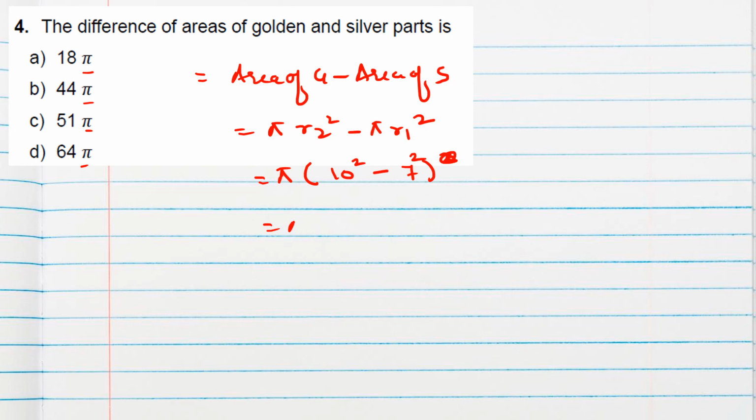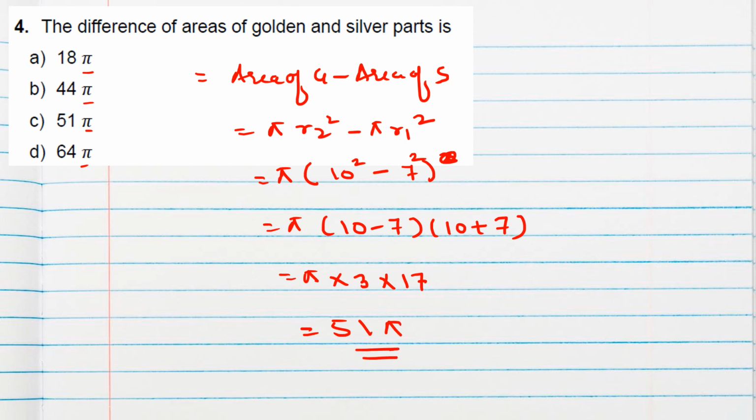Now this can be found by the identity: 10 minus 7, 10 plus 7. So this will be 3 into 17, so 51 pi. 51 pi is option number C. So C is the correct answer. So without finding the squares, you can find it using the identity. This will save your time.